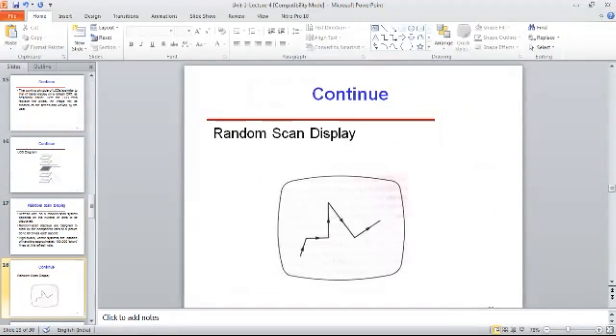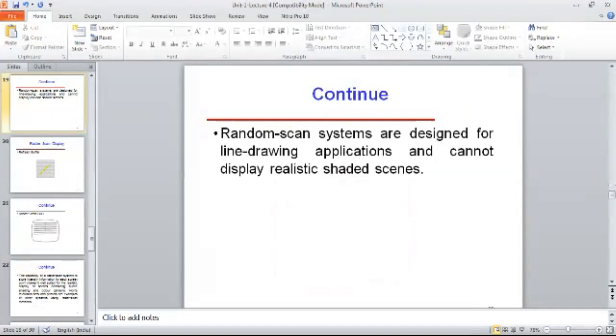In the random scan display, you can see here on the screen we get such types of lines. The image is formed with the help of such lines. If we combine a number of lines on the screen, then ultimately we can get the image. So random scan systems are designed for line drawing applications and cannot display realistic shaded scenes. So here we cannot get realistic shaded scenes.